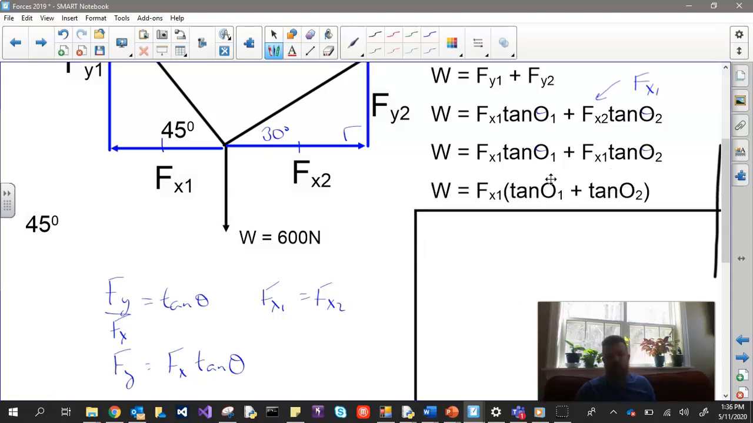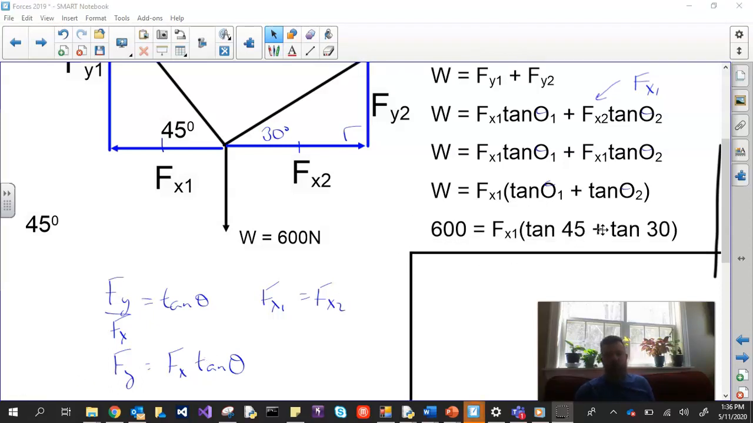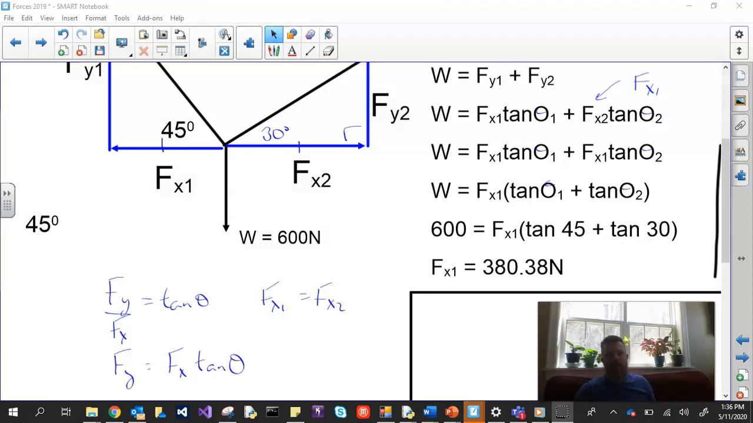So I've taken the like term out, and I've got Fx1 and I've got tan of theta 1 and tan of theta 2. At this point, put the 45 and the 30 in. I take the tan of 45 and the tan of 30 in my calculator, add them together, divide them to the other side, and I get Fx1 equals 380.38. So that's what these values are.